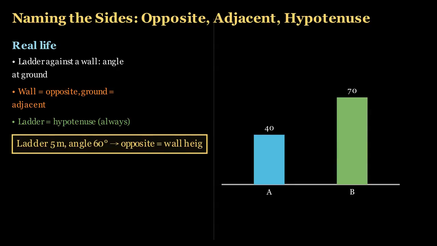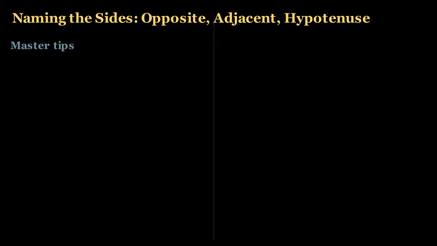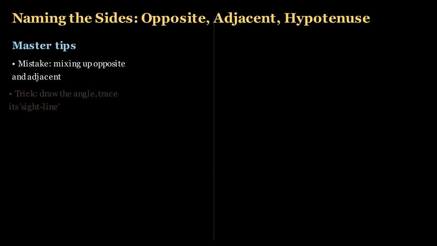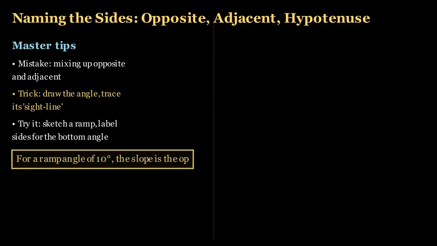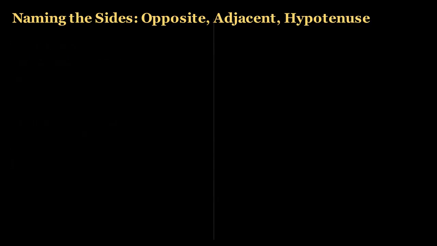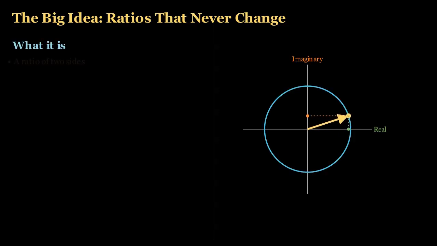The most common mistake is swapping opposite and adjacent. Always draw the angle first, then trace its sight line to the opposite side. The side touching the angle, not the hypotenuse, is adjacent. Today, sketch a wheelchair ramp, label the hypotenuse, opposite, and adjacent. Imagine you have a right triangle with a certain angle.